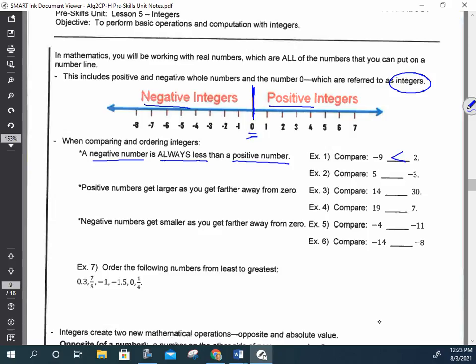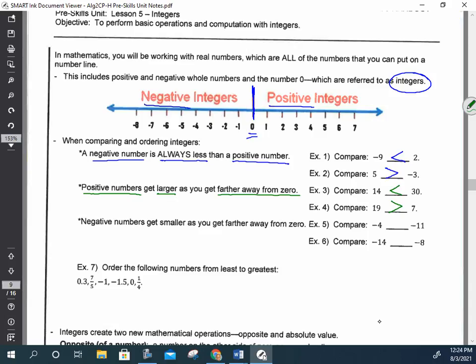Another example, 5 and -3. So 5 is the bigger number. So 5 is greater than -3. When we're working with just positive numbers, they get larger the farther away you get from 0. So this is basically the standard operating procedure that you've been working with the majority of your mathematical life. 14 and 30. 30 is obviously the bigger number. 19 and 7. 19 is the bigger number.